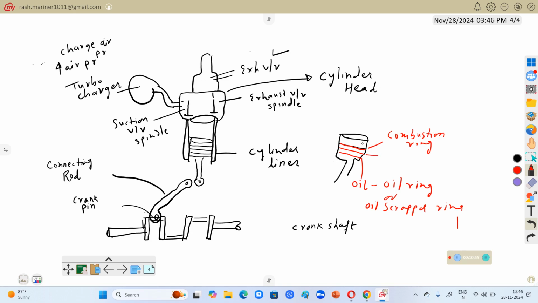And what is in the middle? It is helping if combustion is leaking from the first ring, then the second ring will be protecting against the combustion. Plus, if this oil scraper ring gets damaged, the second ring protects against oil ingress. So the second ring is the double protection.